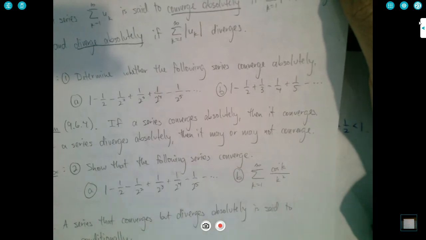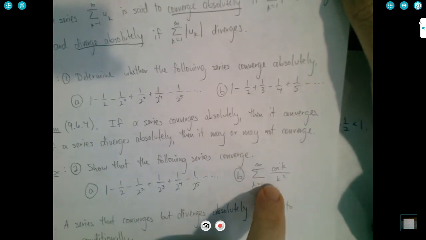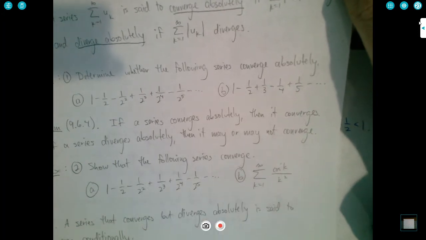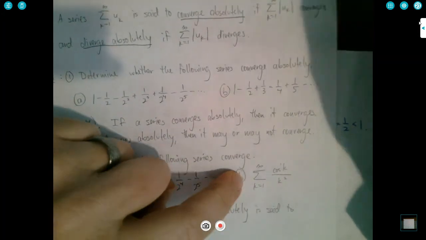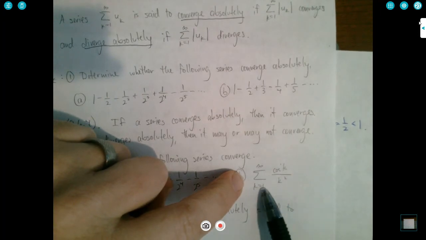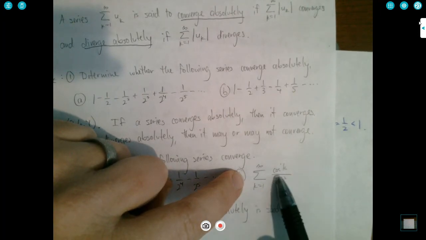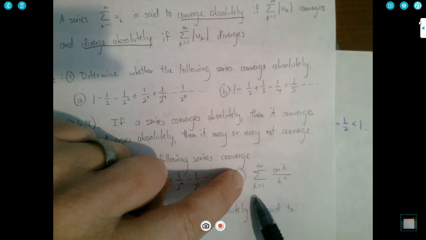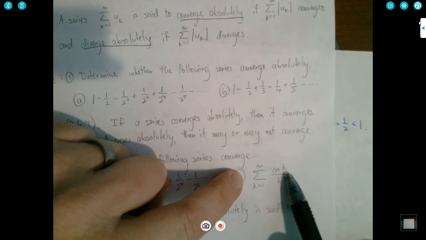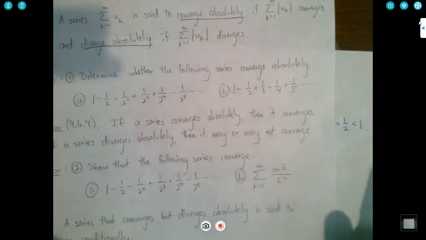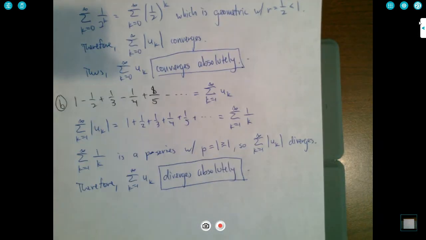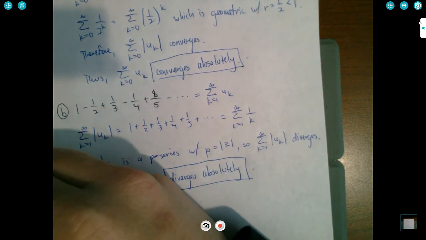To determine whether or not it converges, I'm going to see if it converges absolutely. This is a little tricky because you may not notice right away that for some values of k, cosine k is going to be positive, and for other values of k, cosine k is going to be negative, right? So let's take a look at that one. It's kind of an interesting case. So example 2.